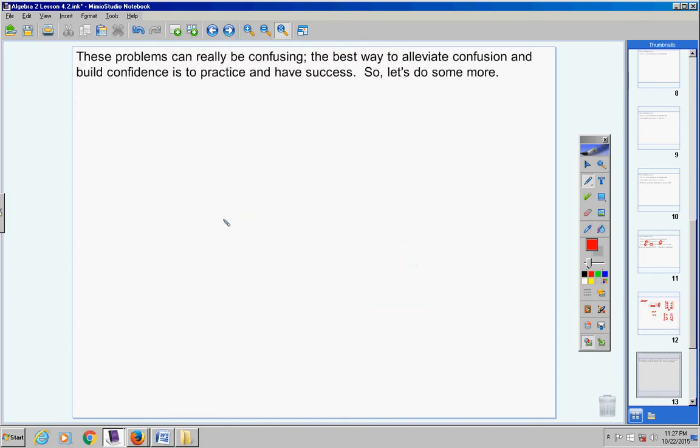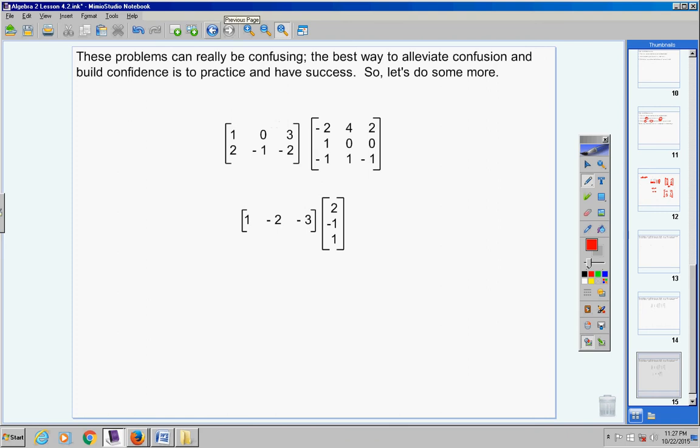These problems can really be confusing. I understand that, okay? But listen, the best way to alleviate confusion and build confidence is to practice and then experience success while you're practicing. So let's do some more, okay? Let's do 1, 2, and I think that's it. Just 2 more, all right?